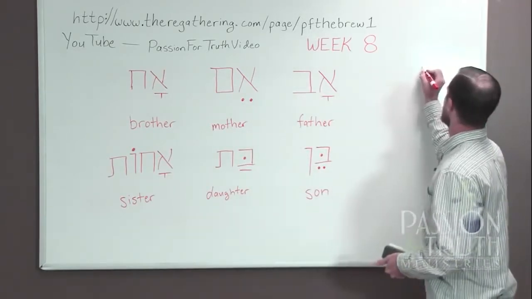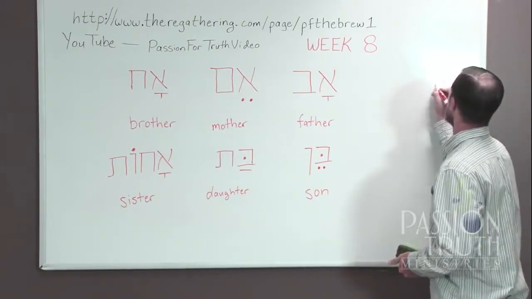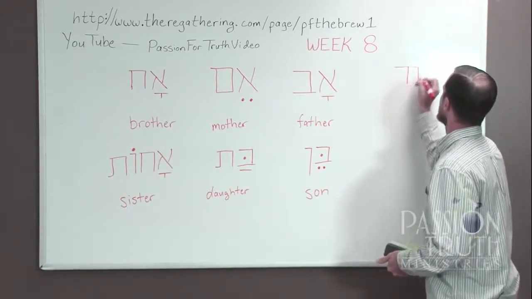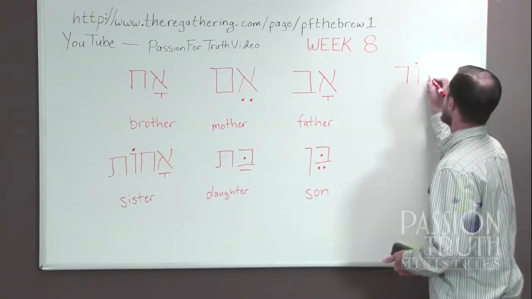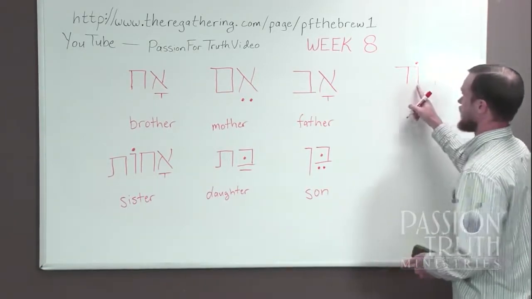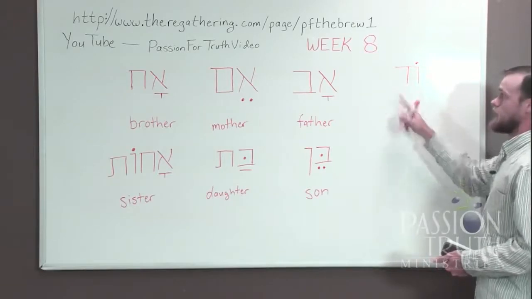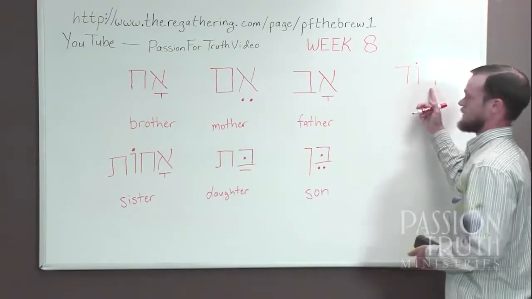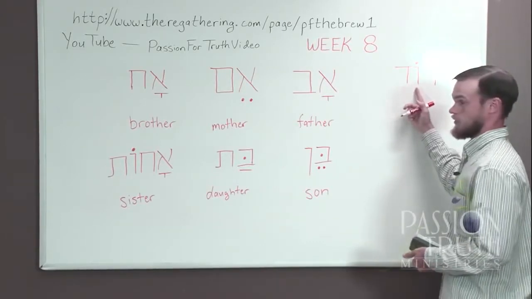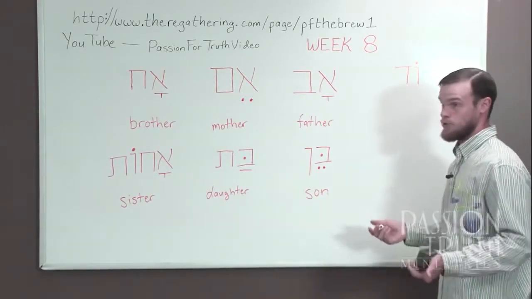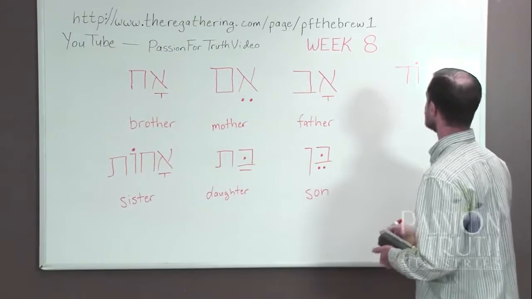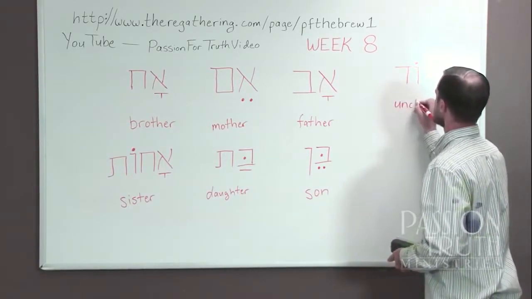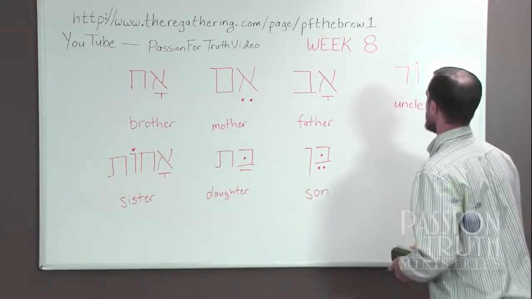Another one, just to extend the relations out a little bit. This is a dalet, followed by a vav with a cholam, followed by another dalet. So dalet makes D, cholam is long O, and another D: dod. Dod is an uncle. Dod can also mean beloved.